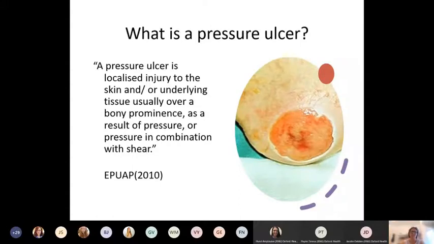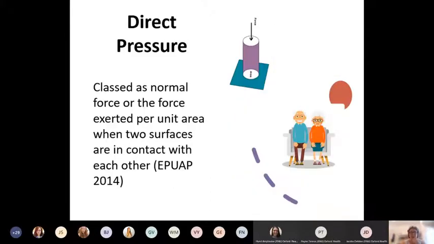Okay, so starting at the beginning, what is a pressure ulcer? So this is the European Pressure Ulcer Advisory Panel in 2010 defining a pressure ulcer, and we call them ulcers, not sores now, so they're not bed sores, they're pressure ulcers, is localised injury to the skin and underlying tissue, usually over a bony prominence, so it's not in the middle of your thigh, it's over a bony prominence, and it's as a result of pressure or pressure in combination with shear. And of course we know as well that friction does play a part too.